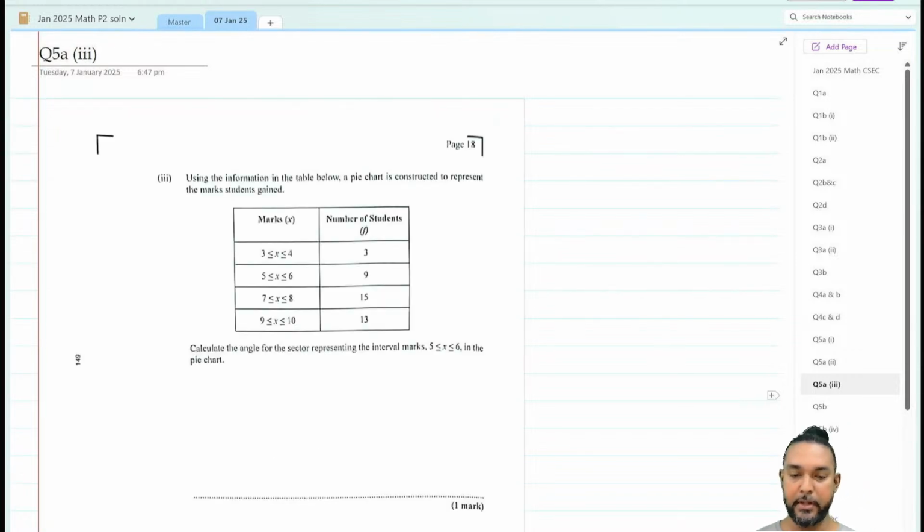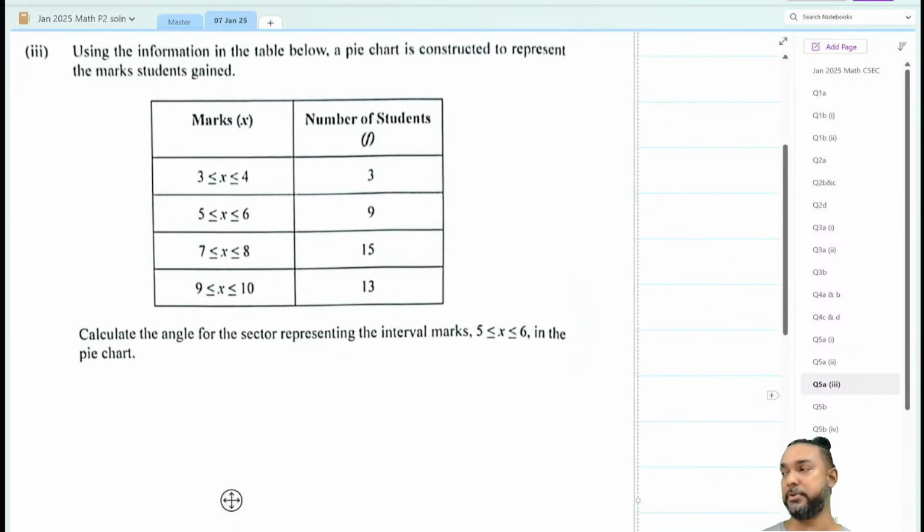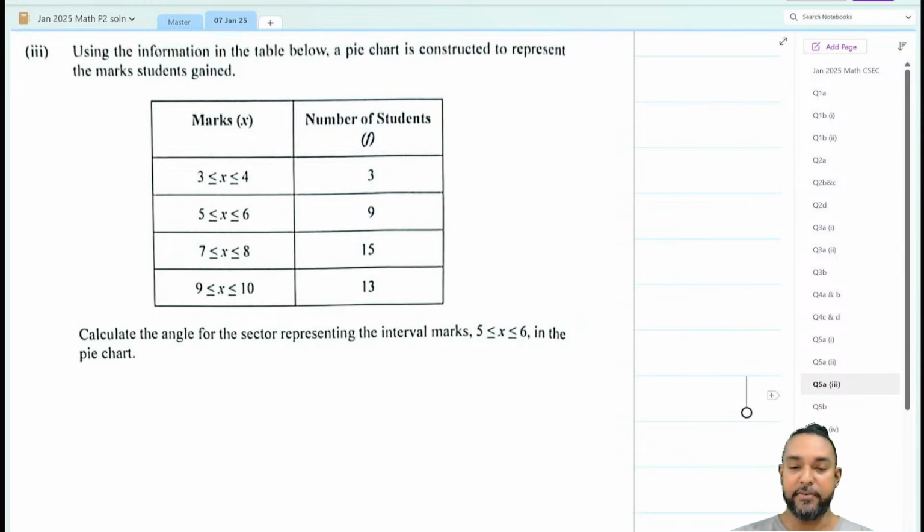5A part 3. Using the information in the table below, a pie chart is constructed to represent the marks students gain. I read a book once called The Visual Display of Quantitative Information by Edward R. Tufte. In the book, the gentleman said, the only thing worse than one pie chart is more than one pie chart, because there are better ways to show parts to a whole. After reading his logic, I did kind of agree, but you can use pie charts for simple things. Anyhow, using the information in the table below, a pie chart is constructed. Okay, right. So the marks between 3 and 4, 5, okay.